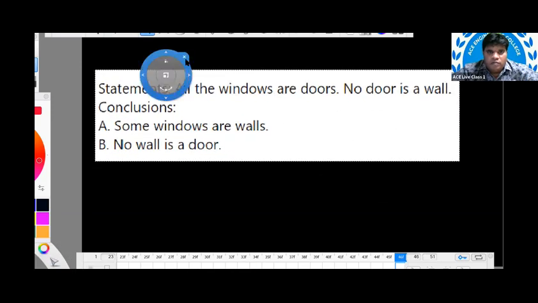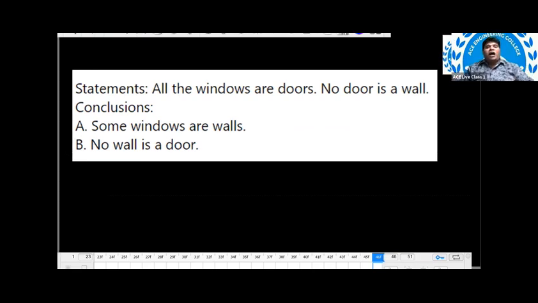This problem is last year's material. All windows are doors. All windows are doors means how to write the diagram? All windows are doors means windows, everything is involved in doors. Is it okay?